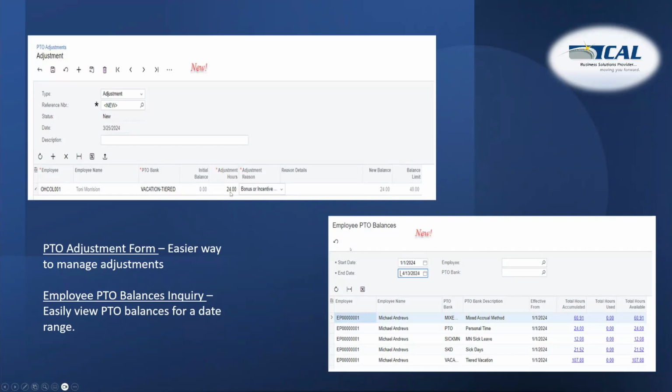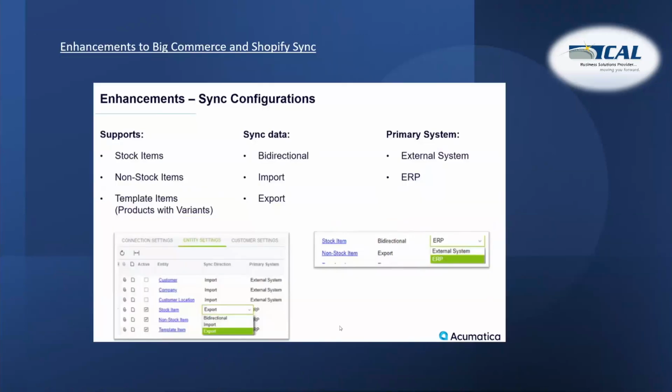But again, this example here is showing that this employee, Tony, is getting some additional payroll for a bonus or an incentive. And then down here on the bottom is just a preview of the new PTO screen, where you can look at the PTO balances for a specific range of time for employees across all the different banks that you have. In this case, you can see Michael Andrews has basically 5 different banks of PTO time. So some really nice enhancements, again, that fill a lot of gaps for our payroll users.